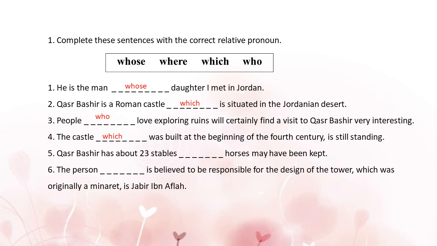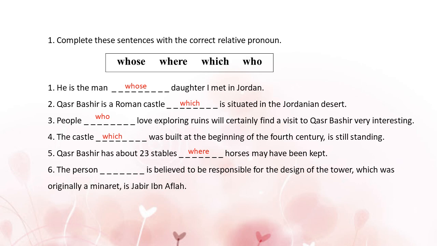So let me see. Qasr Bashir has about 23 stables. Horses may have been kept. So it is a place where we keep horses. We keep something, we do something in this place. Because of that, the answer is where. Where horses may have been kept. We keep something in this place, because of that we choose where.